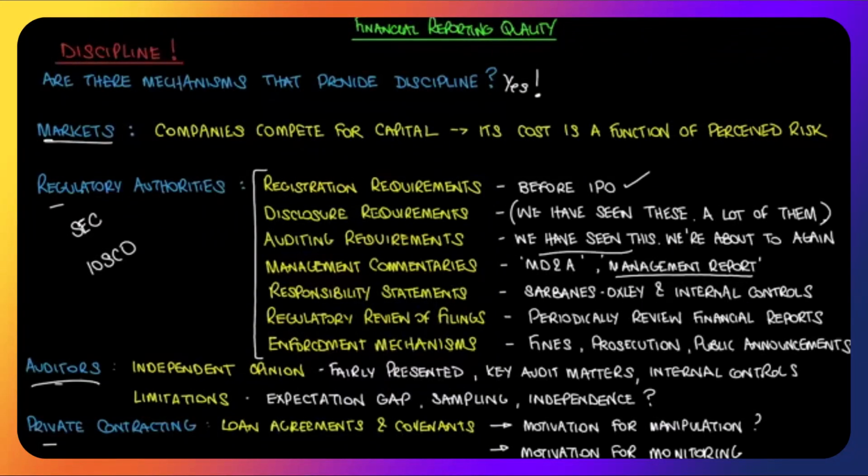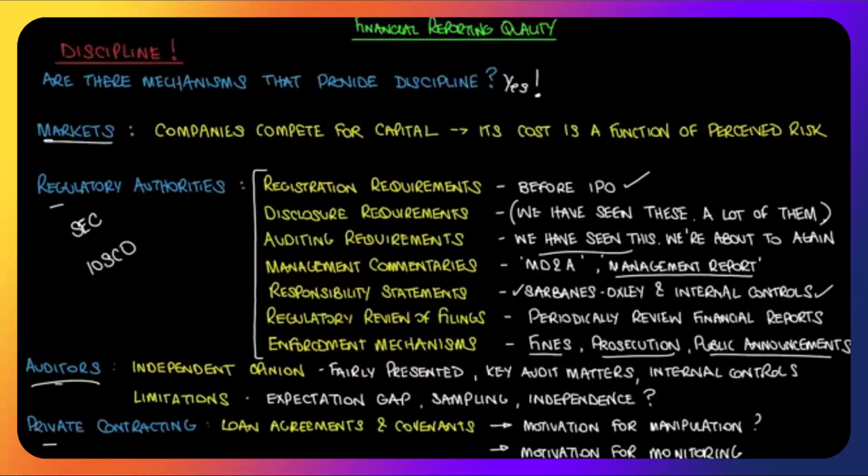Responsibility statements, I mentioned this. Sarbanes-Oxley, internal controls. Regulatory reviews of filings. Periodically, they will pull 10Ks and go through them to make sure they are high quality. And there are enforcement mechanisms they can put in place. Fines, prosecution, public announcements. Now, this is the order it's in the underlying module. They say fines, first of all, prosecution, which sounds even worse. And then thirdly, the worst of all, a public shaming.